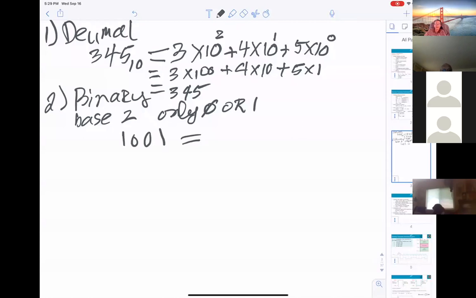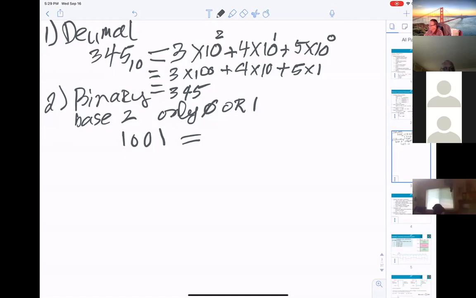So basically, binary is the language of the computer. The computer understands 1 or 0, but a human cannot understand. So that's why we need to convert the binary into decimal.